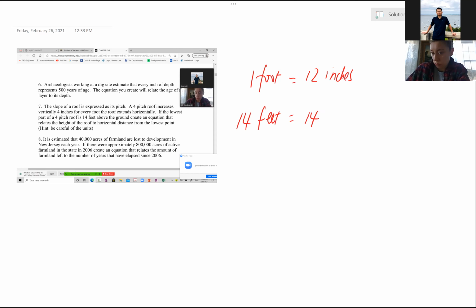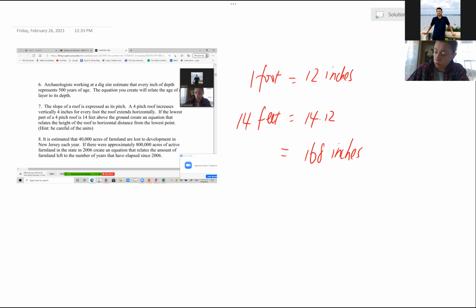We do 14 times 12. Okay, and that should be, let's see, the calculator. Let's see how many inches that is. 14 times 12, that's 168 inches. And that is what we call the y-intercept, right? It's above the ground. And then for every 4 pitch roof, it increases vertically 4 inches for every foot horizontally.